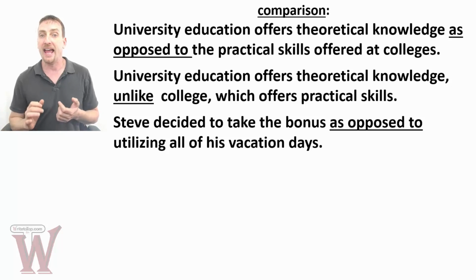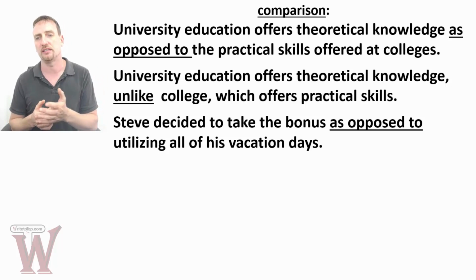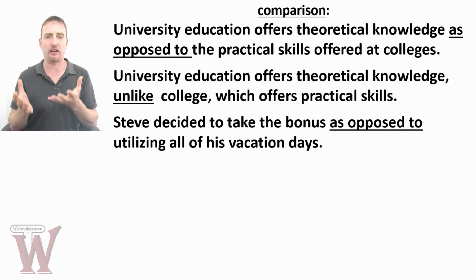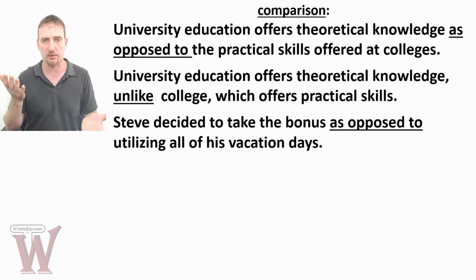And another way to look at this, university education offers theoretical knowledge as opposed to the practical skills offered at colleges. So we're comparing university education to college education. So university offers this, colleges offer this. Okay, so we're comparing the type of education, theoretical versus practical.